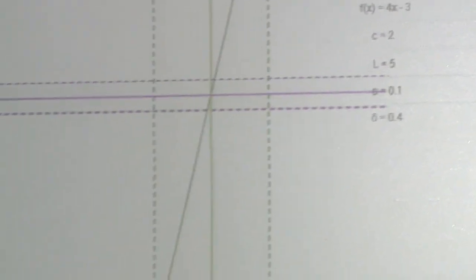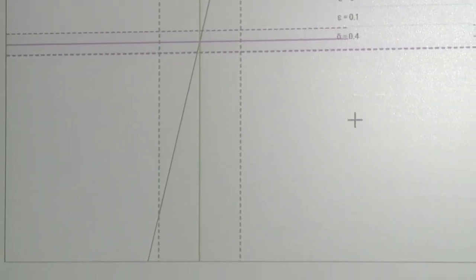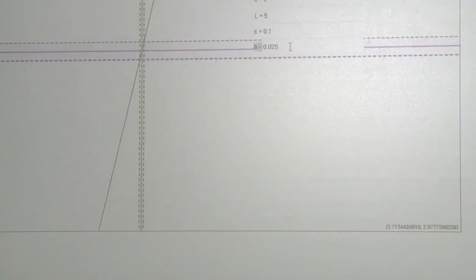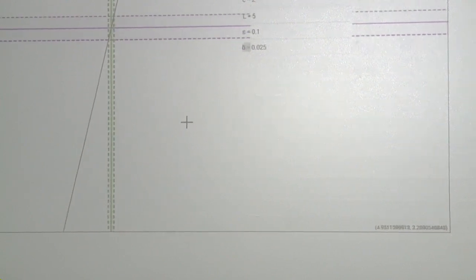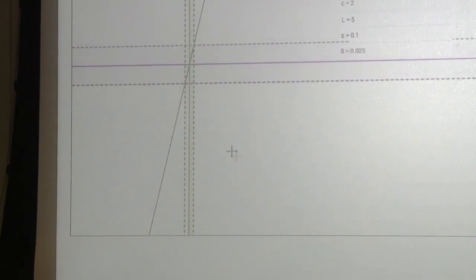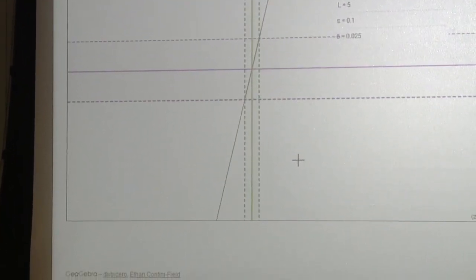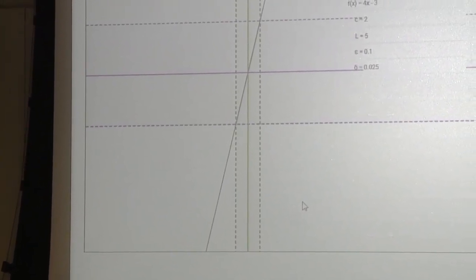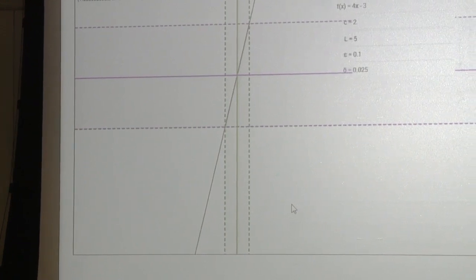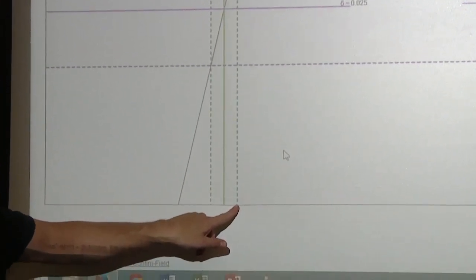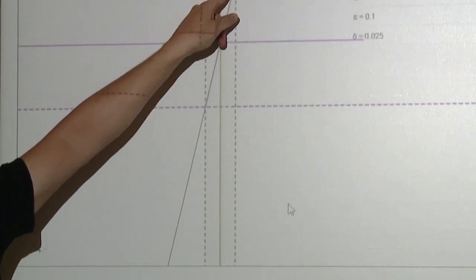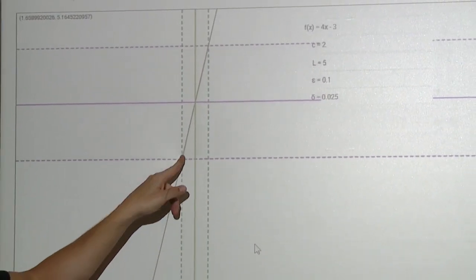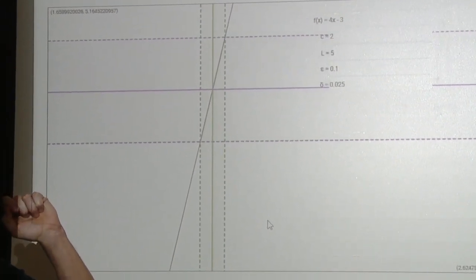But you can see that the delta that is there is too big, right? We were supposed to choose delta of what? 0.025. So now let's zoom in on that. And look at that. We hit the corners perfectly, right? Because when x is 2.025, the y value of the function is exactly 5.1. When x is 1.975, the y value of the function is exactly 4.9.